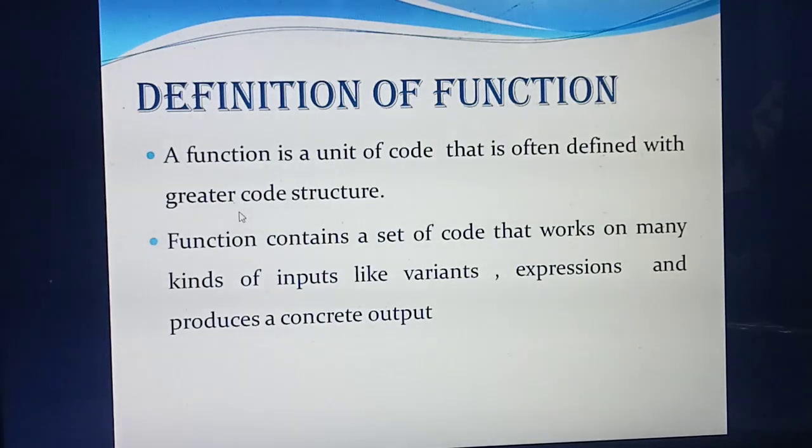Then the second point: this function will contain a lot of things. Take the same example, void sum of int a comma b. Void is the data type, sum is the function name, a comma b are the variables. Inside you are writing sum equal to a plus b, that's a formula or expression. So a lot of things are inside the function.